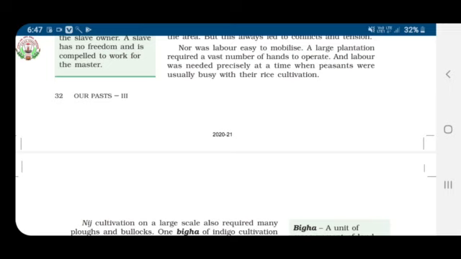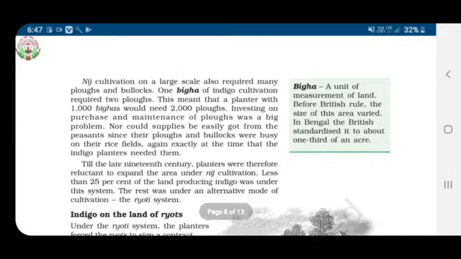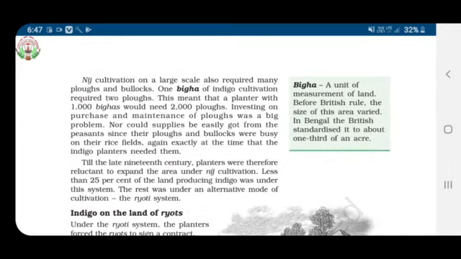A large plantation required a vast number of hands to operate, and labor was needed precisely at a time when peasants were usually busy with their rice cultivation. So now, indigo cultivation on a large scale also required many plows and bullocks.